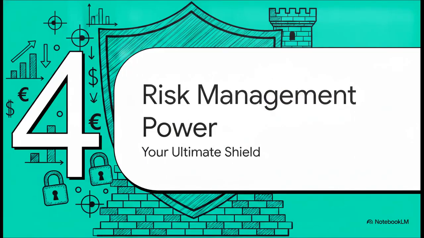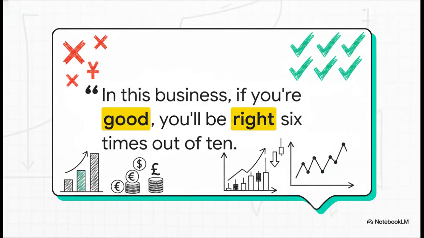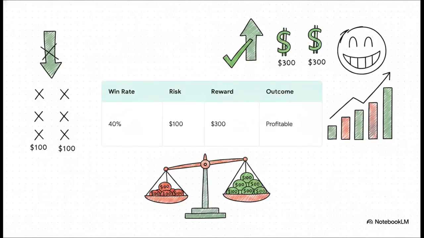Which brings us perfectly into stage 4, the power of risk management. This is your ultimate shield in the market, and arguably the single most critical survival tool in this entire explainer. To really set the stage for this, just look at this incredible quote from the legendary investor Peter Lynch. He said, "In this business, if you're good, you're right 6 times out of 10." Think about that for a second. You do not need to be right all the time to make a fortune. In fact, expecting to be right all the time, that is exactly what leads to highly emotional trading and totally blown bank accounts. It all boils down to the beautiful math of risk versus reward.